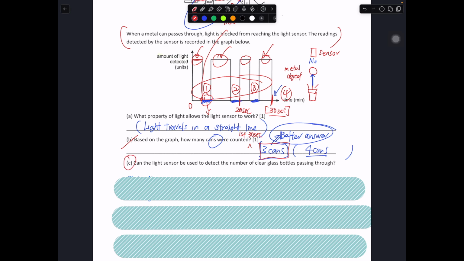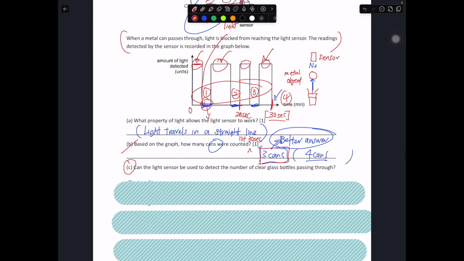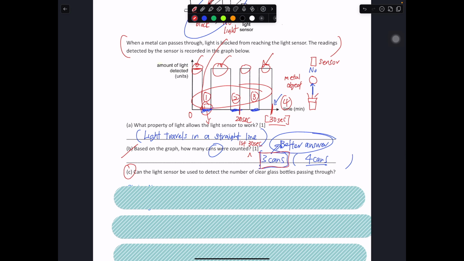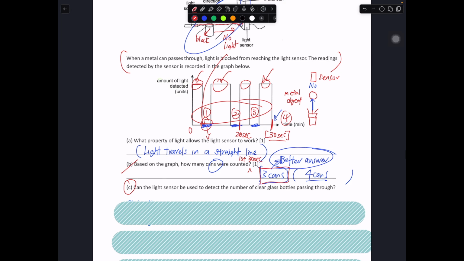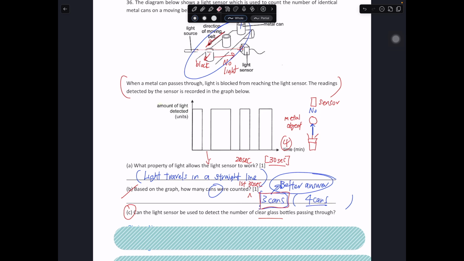Now we go on to part C. Can a light sensor be used to detect the number of clear glass bottles passing through? Okay, this answer is actually no. It cannot be, because as you know, a glass bottle is transparent, or it allows most light to pass through. So what happens in the graph is this. If you have a glass bottle over here, you would imagine the light will just pass through, and then the light sensor will just detect light.